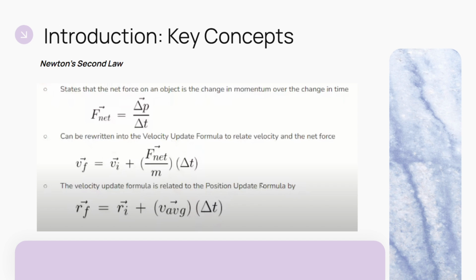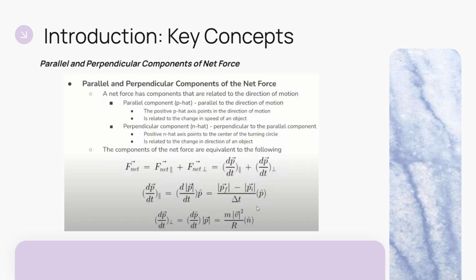As for the parallel and perpendicular components of the net force, the parallel component is the direction of the motion. The positive p hat axis points in the direction of the motion, and it's related to the change in speed of an object. The perpendicular component points to the center of a turning circle, related to the change in direction. These components can then be added. For the parallel component, it's the change in momentum over change in time. For the perpendicular component, it's mv squared over r, times n hat direction.